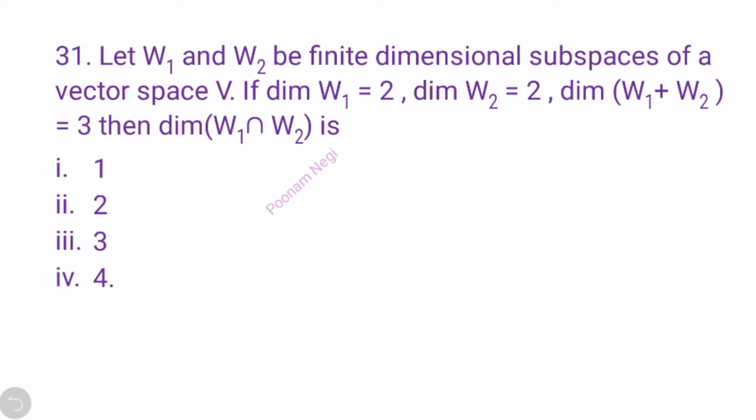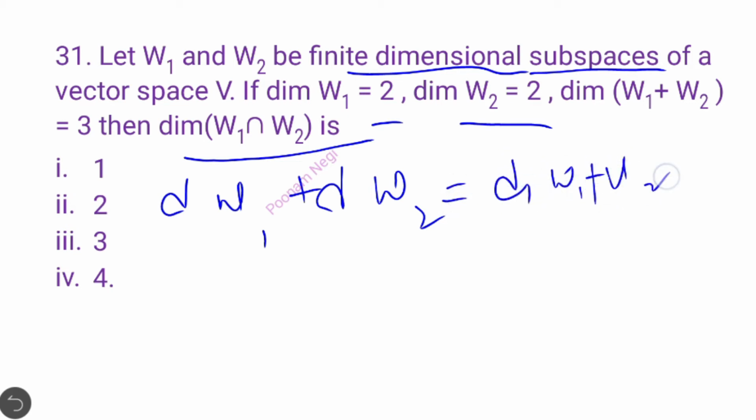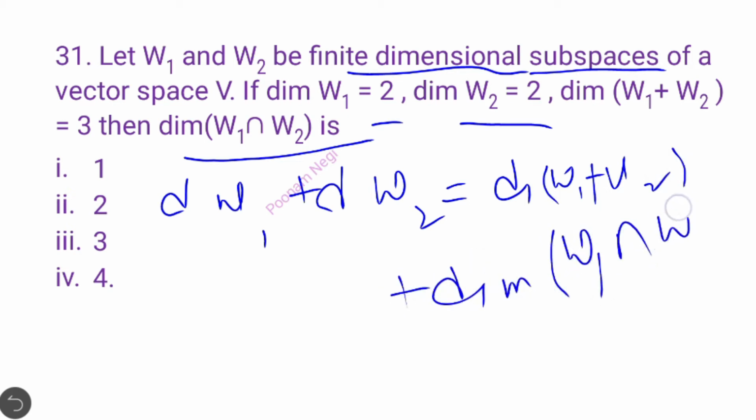Our first problem today is: let W1 and W2 be finite dimensional subspaces of a vector space V. If the dimension of W1 equals 2, the dimension of W2 equals 2, and the dimension of W1 plus W2 equals 3, then we have to evaluate the dimension of W1 intersection W2. We have a formula: dimension of W1 plus dimension of W2 equals dimension of W1 plus W2 plus dimension of W1 intersection W2.